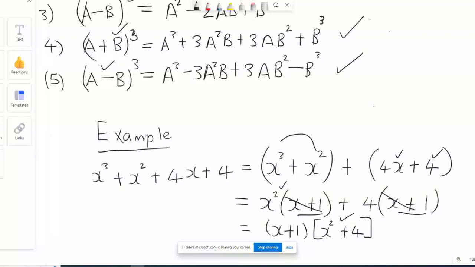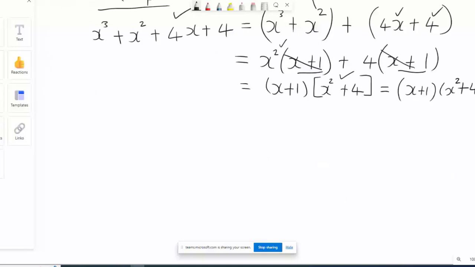So ultimately, these 4 terms here can be written like that, and no more factorization is permissible. It's irreducible for the real numbers. You can't factorize either of these 2 factors, x plus 1 or x squared plus 4, under the real numbers, okay? Does that in part answer some of your concerns there?